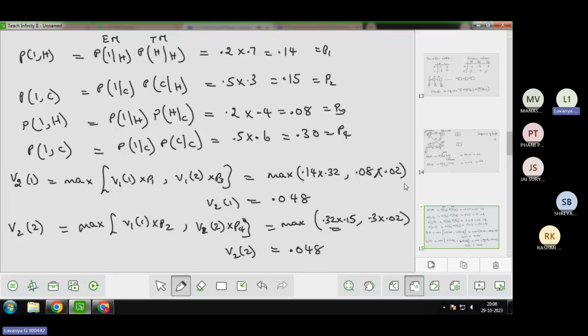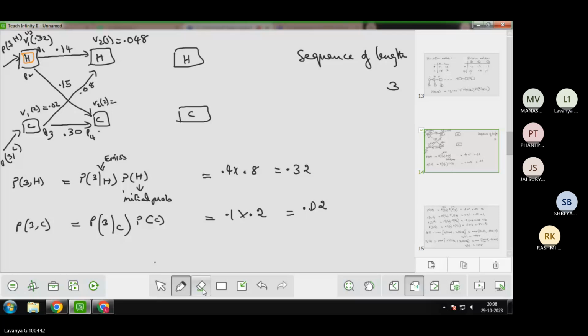V2 of 1 will be 0.448 and this will be 0.4. So here it is 0.448. Here it is 0.048. Now I should check which is bigger, 0.048 or 0.448. Obviously, the second one is bigger. So I will choose this. So the sequence is hot followed by cold. This is how you start proceeding in a Viterbi tree.